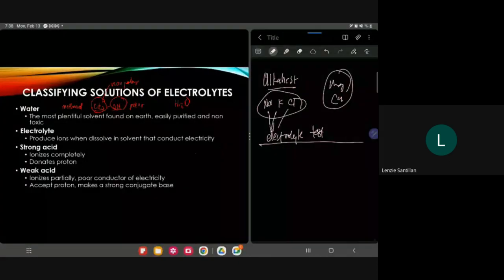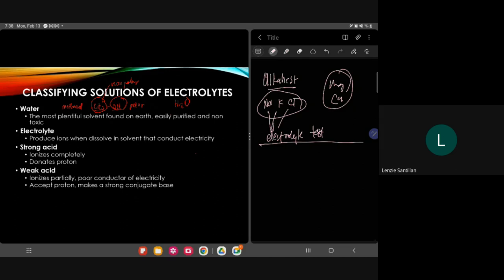So meron tayong strong acid and weak acid. So how do we define strong acid or strong base and weak acid and weak base? So kapag sinabi natin strong acid, it ionizes completely. Ganito yan guys. See, for example, hydrochloric acid is a type of strong acid. So it ionizes completely. Kapag ang hydrochloric acid has been dissolved, it will be dissolved as 100% hydrogen and 100% chloride.